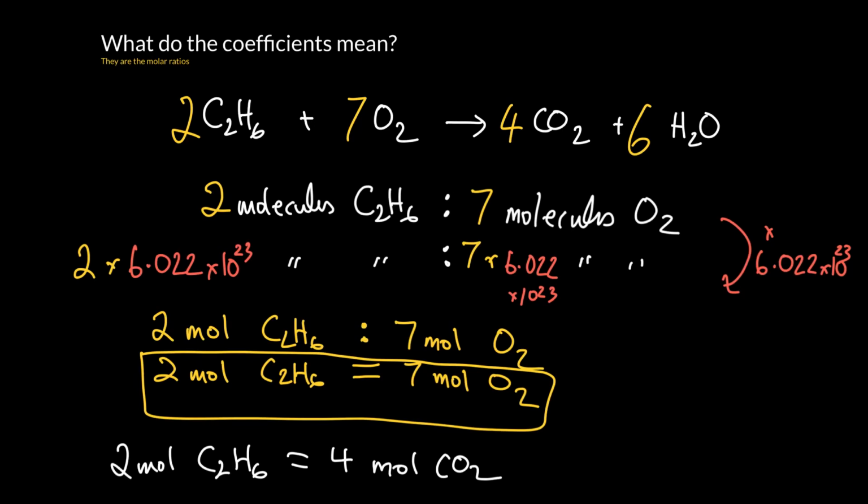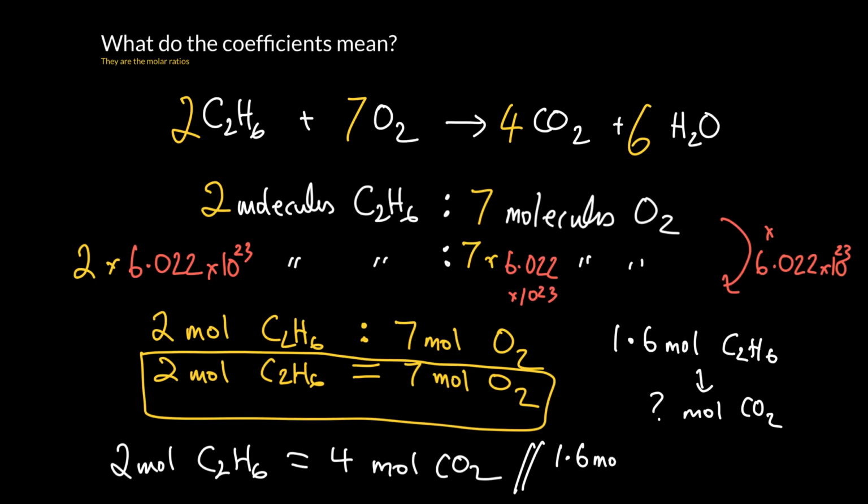Well, maybe we want to do a conversion. Say we've got 1.6 moles of C2H6, and we want to know how many moles of CO2 we can get from that. We can set this up as a conversion factor. How are we going to do that? Let's clean some room at the bottom. So we've got 1.6 moles of C2H6, and we multiply by this as a conversion factor.